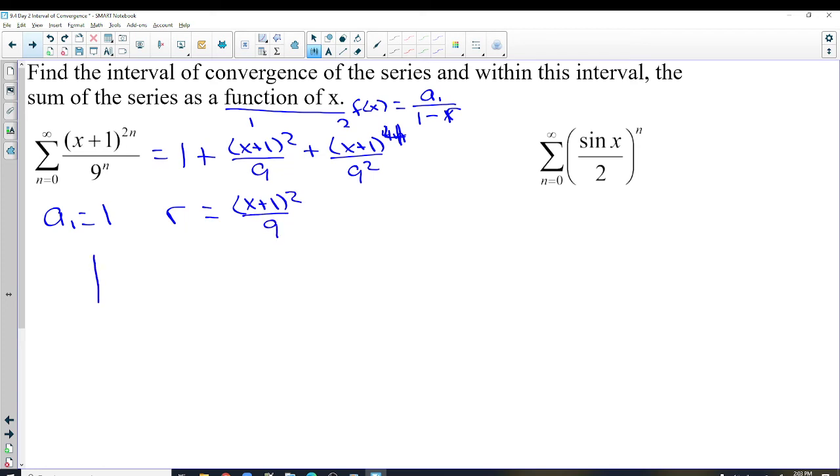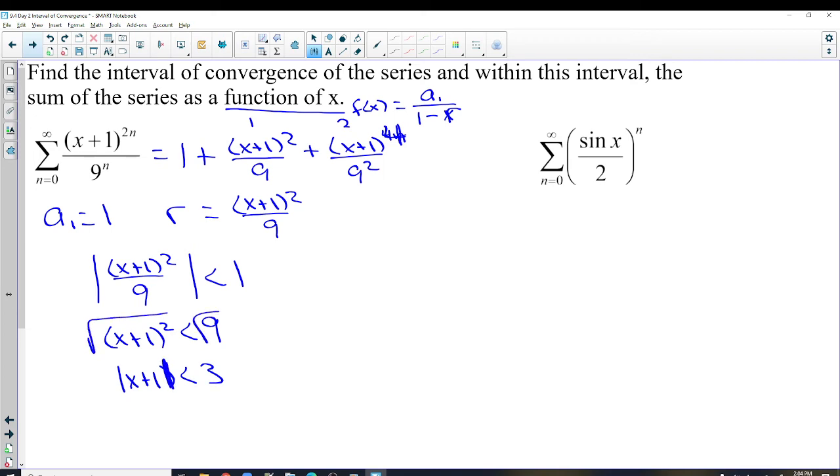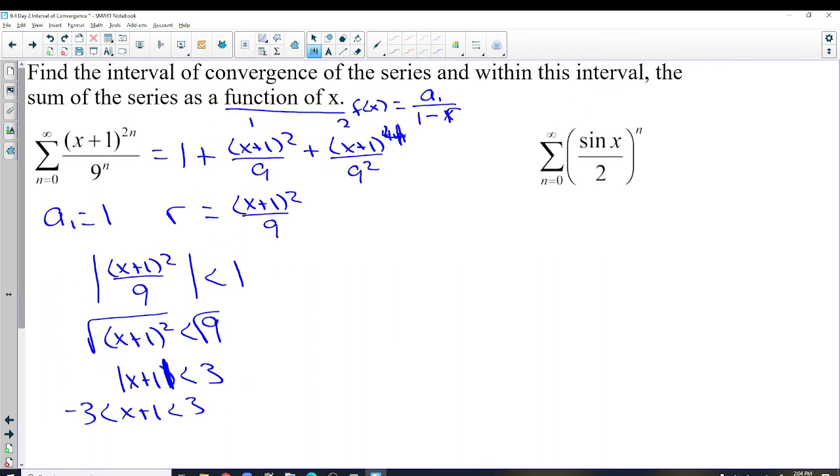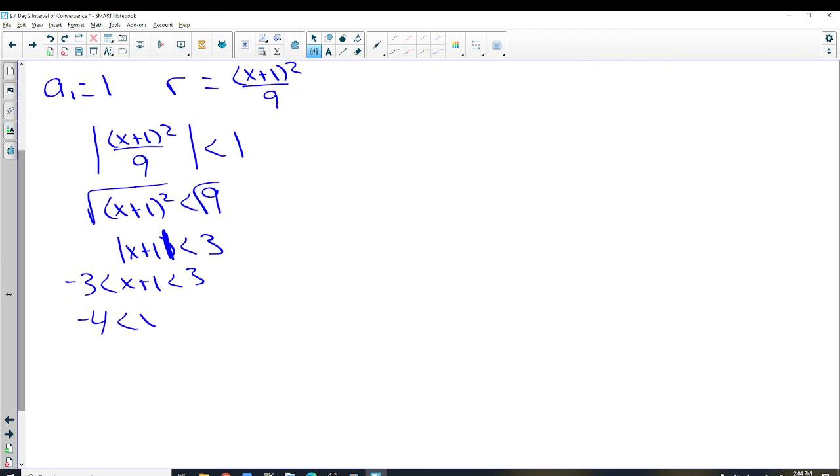So now we want the absolute value of x plus 1 squared over 9 to be less than 1. We don't want to take the square root of negatives, so let's multiply 9 over. Now we don't need the absolute value because anything we square is going to be positive, so the absolute value would be redundant. We square root, and we get 3. So absolute value of x plus 1. So when we square root, now that absolute value comes back into play. So negative 3 less than x plus 1 less than 3. Minus, what am I doing? Radius or interval? All right. So minus 4 less than x less than 2. So the interval of convergence is negative 4 to 2.